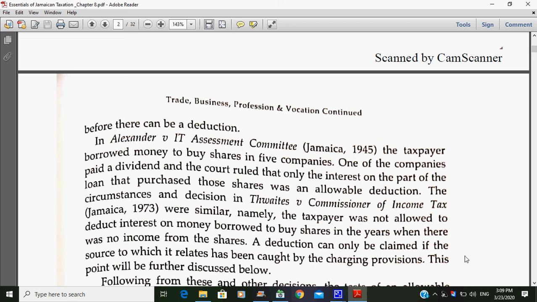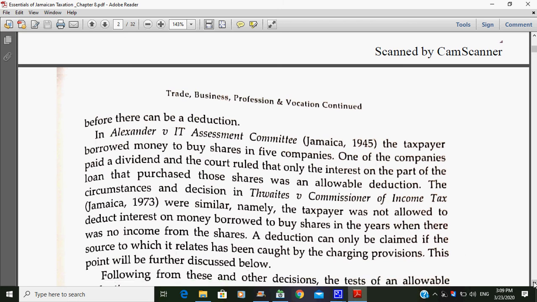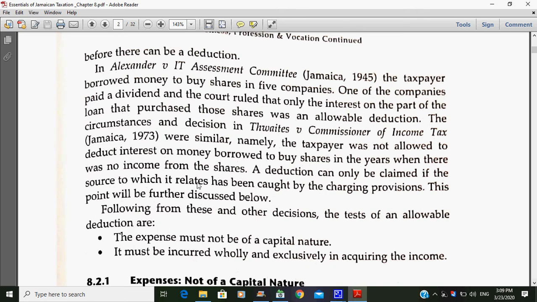A deduction can only be claimed if the source to which it relates has been caught by the charging provisions. This point will be further discussed as we go further.